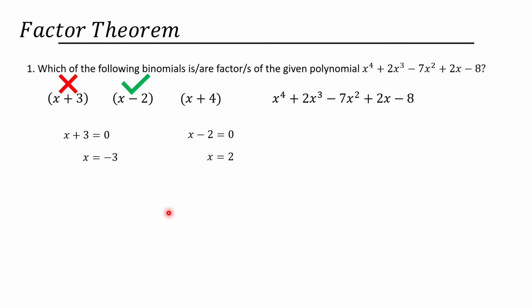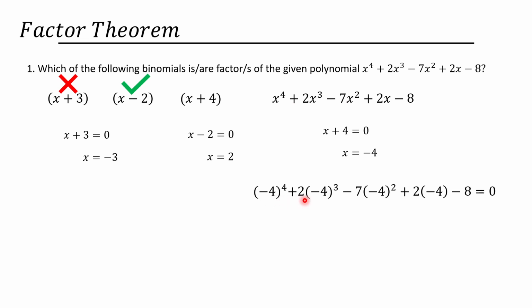Okay? So, last one. This one. We will show if this is a factor or not. So, x plus 4. Solve natin. So, x plus 4 equal to 0, x is equal to negative 4. Again, let's substitute this value of x here. Lahat. So, negative 4 to the fourth plus 2 times negative 4 cubed minus 7 times negative 4 squared plus 2 times negative 4 minus 8. Okay, after that one, use your calculator, compute. So 256, this is 256. Ito, negative 128. This one, negative 112. And this one is negative 8.